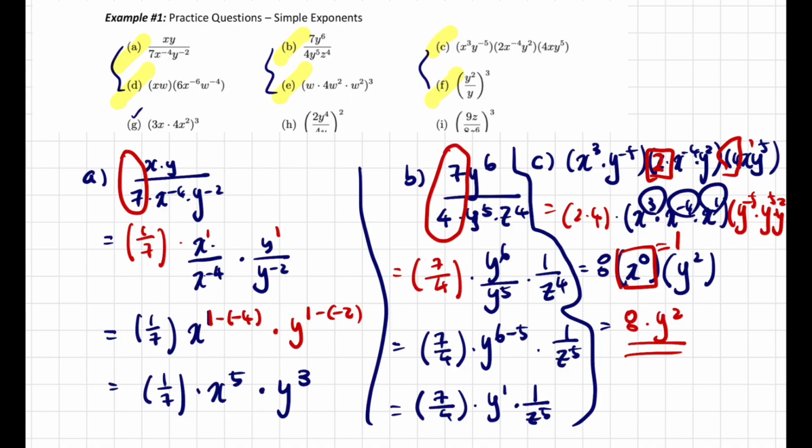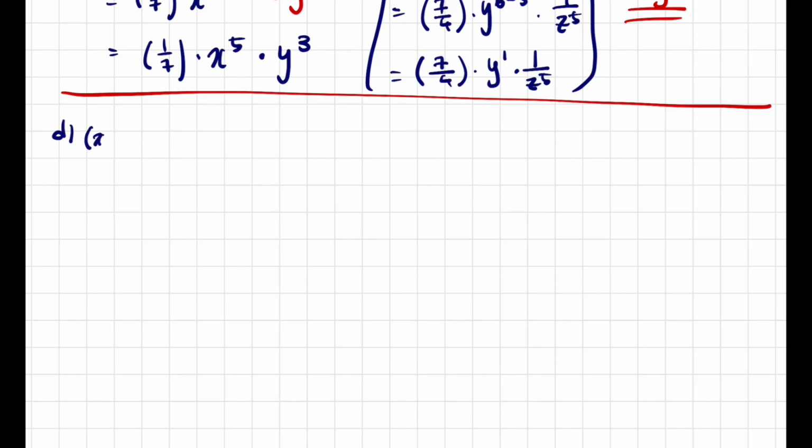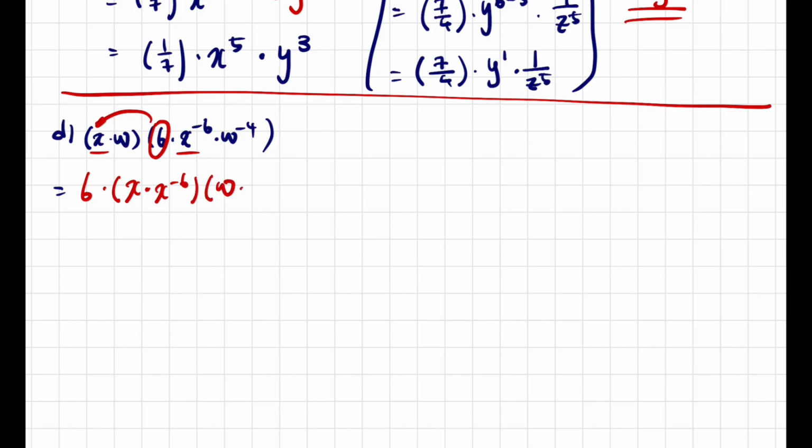Then question D, we have x times w times 6 times x to the power of negative 6 times w to the power of negative 4. First, we're going to take the coefficients out, so 6 times, and we're going to collect the like terms, x times x to the power of negative 6 times w to the power of negative 4, right? Then we have 6 times, 1 is hidden as the exponent for the x and w, right?